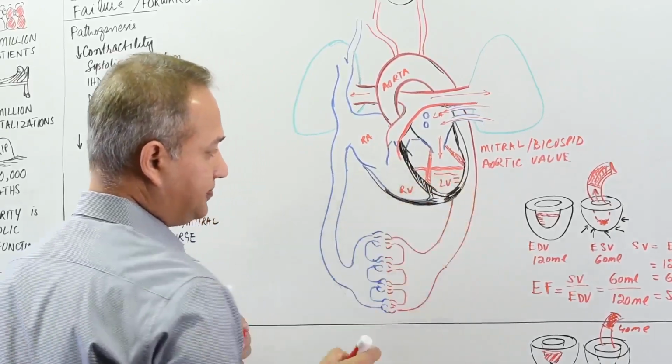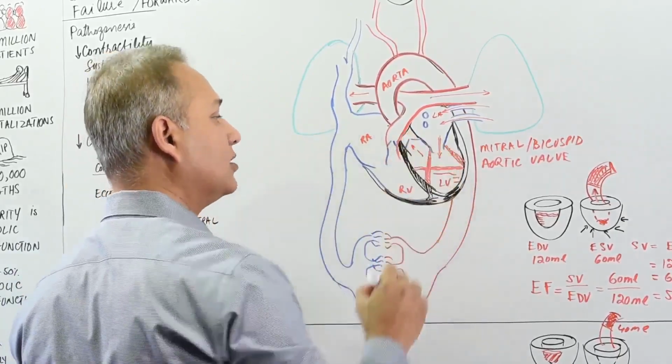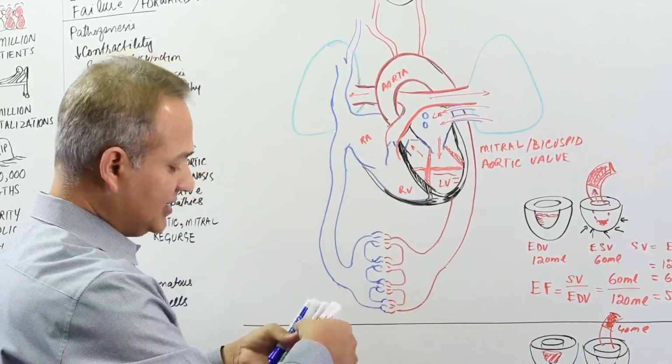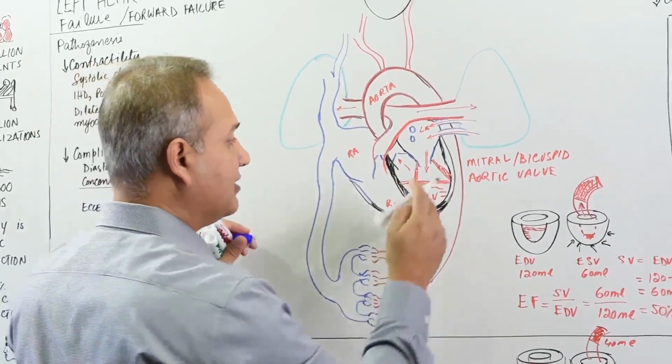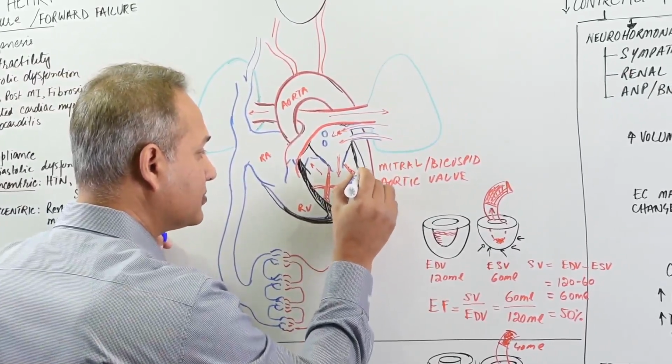So the blood is filled. Then comes a systole. The blood now is going to be ejected. However, let's say that this heart unfortunately developed, this left ventricle developed an ischemic problem.